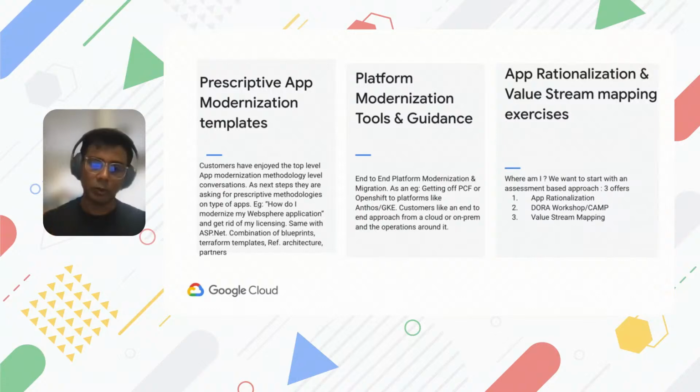This includes a combination of blueprints, Terraform templates, reference architectures, and demos that you could try out as well. Second, more platform modernization tools and guidance, so end-to-end platform modernization and migration. For example, we have a lot of customers who are trying to get off either PCF or OpenShift to move into platforms like Anthos and GKE. So we're working on an end-to-end approach and tools to help you all migrate for that.